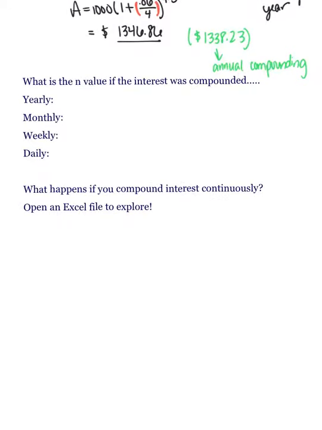What is the end value if the interest is compounded in the following increments? So yearly, the end value is obviously one time a year. Monthly, there's 12 months a year, so monthly the end would be equal to 12. Weekly, there are 52 weeks in a year, so that would be that end value. And daily, we're going to go ahead and go with 365. We know that there are leap years where there's 366 days, so we're just going to use this 365.